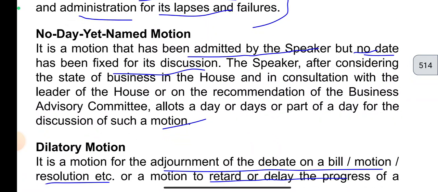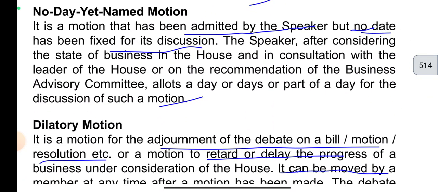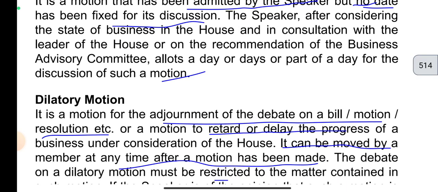No day yet named motion. It is a motion that has been admitted by the Speaker but no date has been fixed for its discussion. So no day yet named motion. The Speaker, after considering the state of business in the house and in consultation with the leader of the house or on the recommendation of the Business Advisory Committee, allots a day or days or part of the day for the discussion of such a motion. पहले से डिसाइड नहीं हुआ, बाद में होगा.